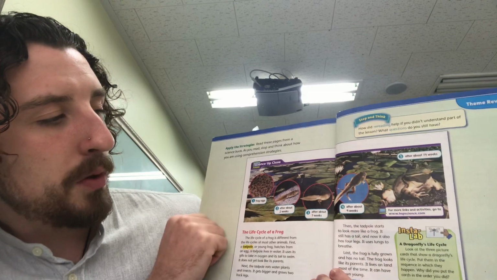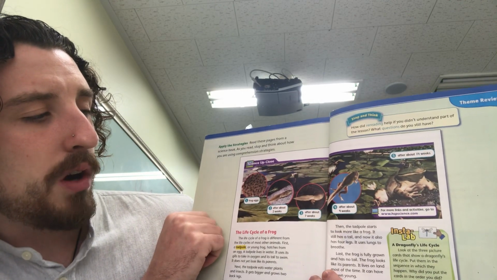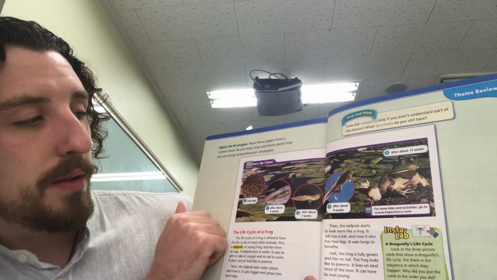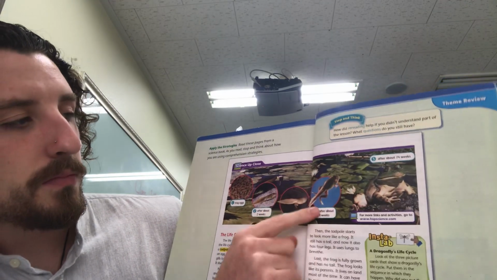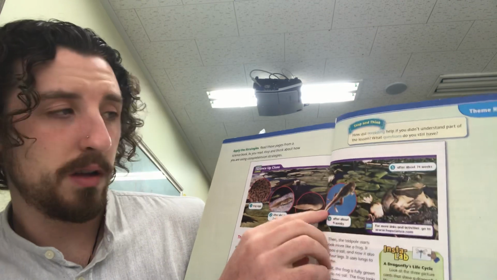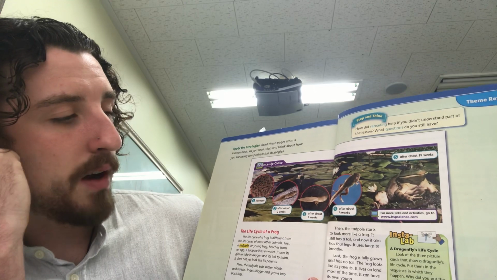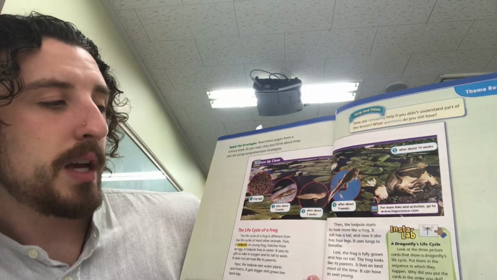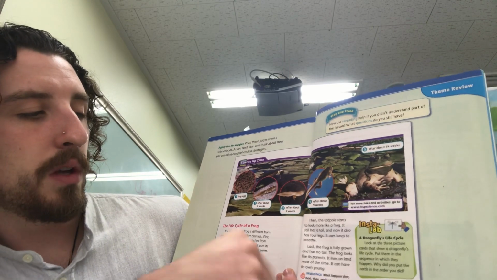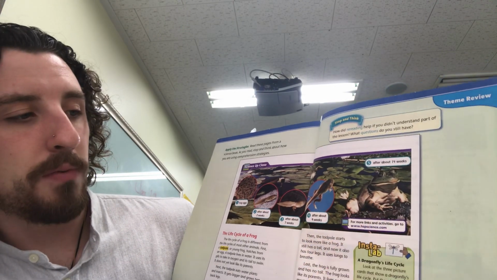Then the tadpole starts to look more like a frog. It still has a tail, and now it also has 4 legs. It uses lungs to breathe. So that's right there. Now it looks more like a frog. It has front legs, back legs, and it still has a tail. Last, the frog is fully grown and has no tail. The frog looks like its parents. It lives on land most of the time. It can have its own young. Okay, so there's the frog. That looks like a normal frog at about 14 weeks.